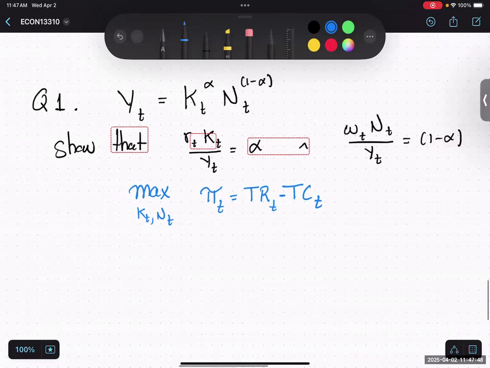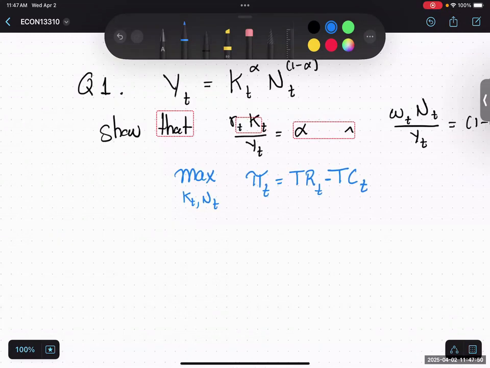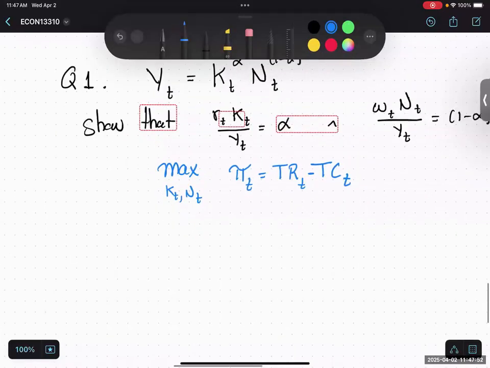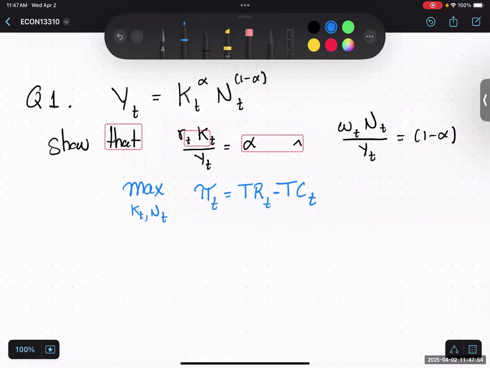Let's start with a hint. In the PSET, I'm suggesting that you start with the maximization problem that the firm faces, which is to maximize profits. We use pi to denote profits, and as in any other maximization problem, you will start taking first order conditions. The objective function is the regular profits function for any firm, total revenue minus total cost.